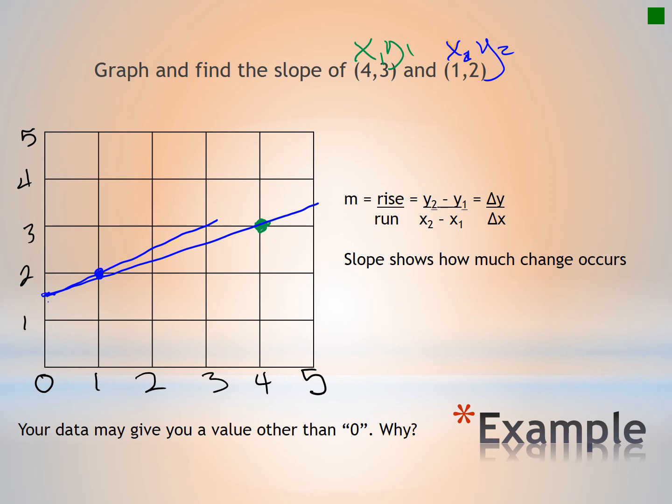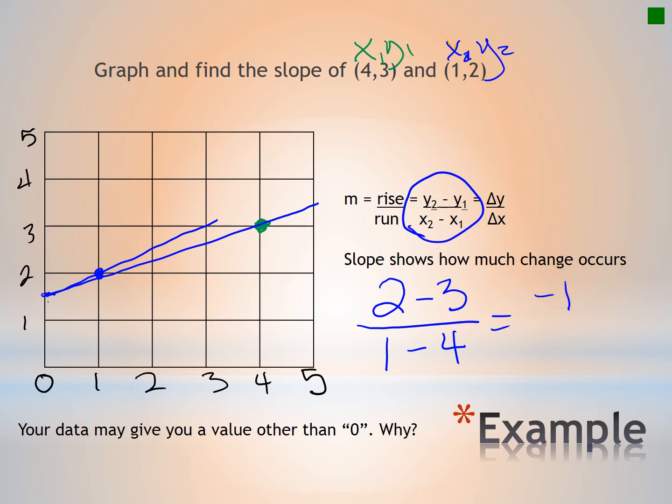So what is the slope? We're going to take y2 minus y1. y2 in this case was 2, y1 was 3, and I'm going to divide it by x2, which was 1, minus x1, which is 4. So I'm going to simplify the top. So 2 minus 3 is -1. And I am going to simplify the bottom, which is 1 minus 4. So that's -3. So my slope would be -1 over -3, or 1/3.